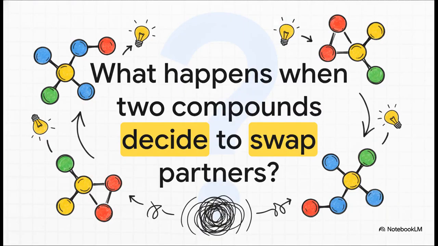So here's the big question, right? What actually happens when two chemical compounds just decide to switch partners? Think of it like a dance floor. You got two couples dancing, the music changes, and they swap partners. The results can be, well, pretty dramatic and super cool to watch. So let's figure out how this whole dance works.